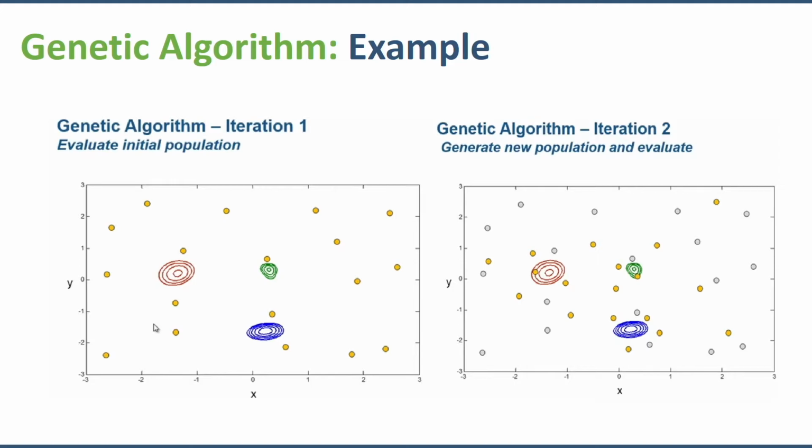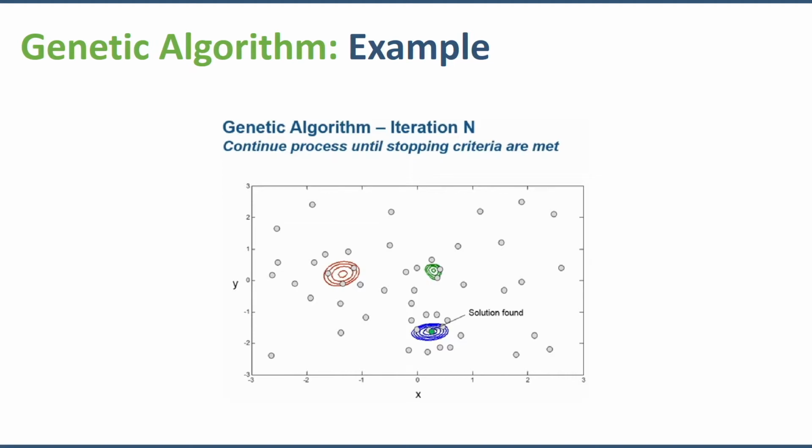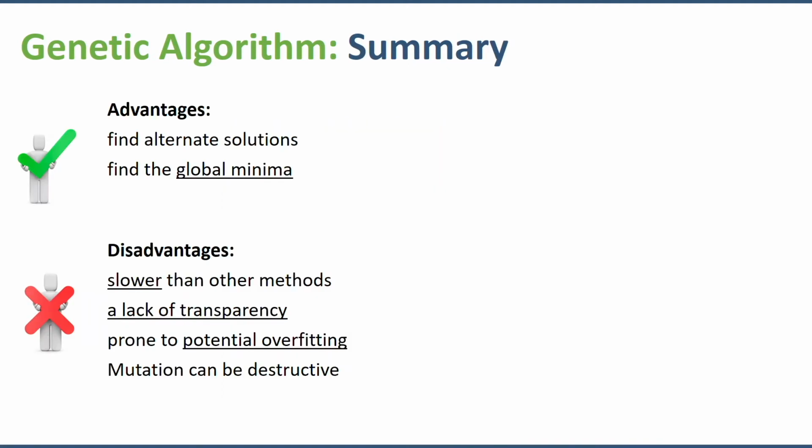We are now in the second iteration and generate new points in yellow. They are generated through selection, crossover, and mutation techniques. We evaluate the new population and then repeat iterations until the algorithm converges. Here, the green dot is in the center of the blue minima, meaning it found the global minima, and not a local one. What are the advantages and disadvantages of genetic algorithm?